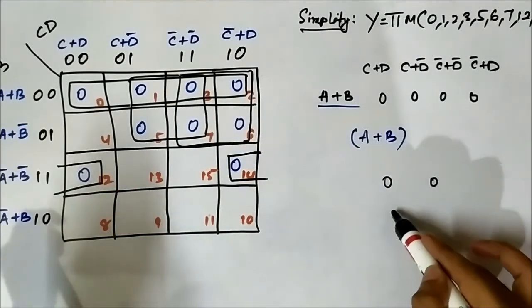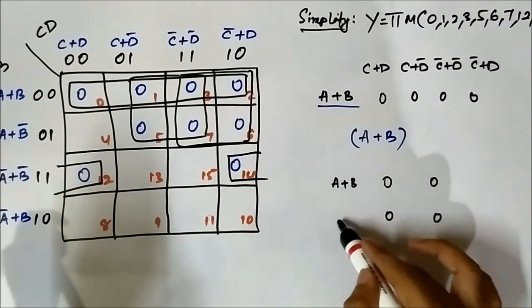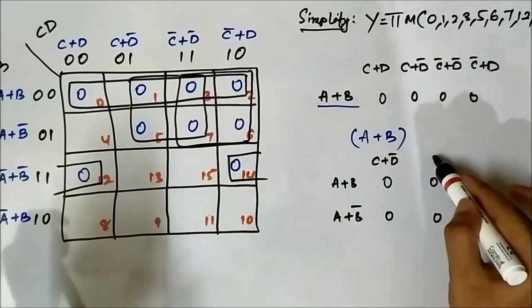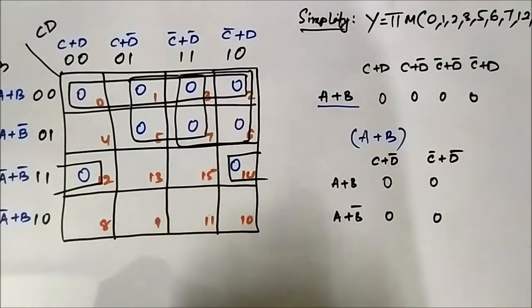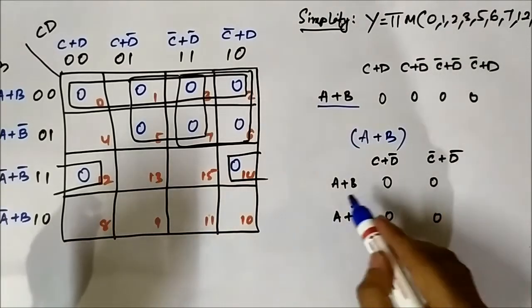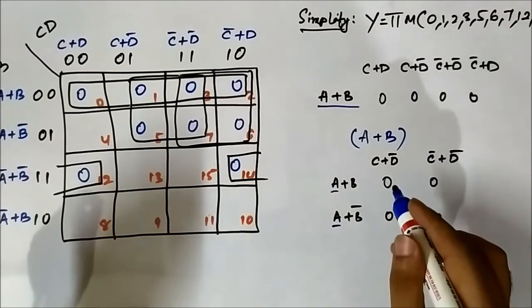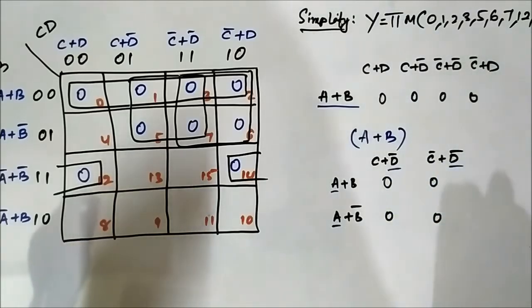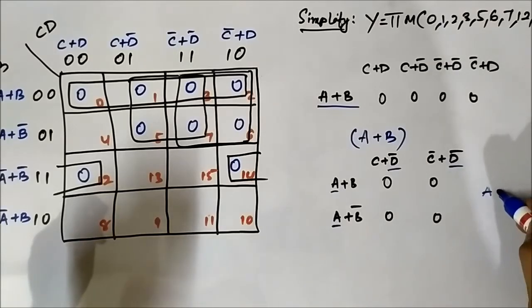Okay, so next group, which is cells 1, 3, 5, 7. So horizontal components A or B, A or B bar, vertical components C or D bar, C bar or D bar. So in the horizontal side we have A as common, in the vertical side we have D bar as common. So here the common set of variables are A or D bar.